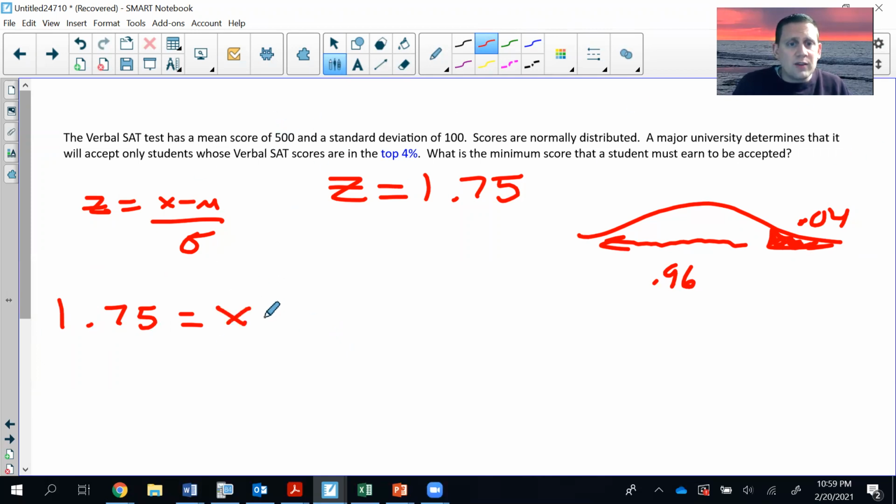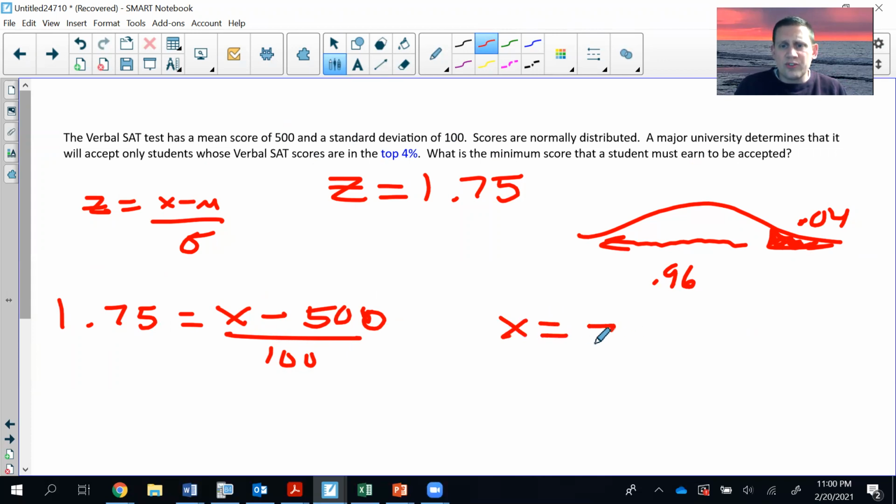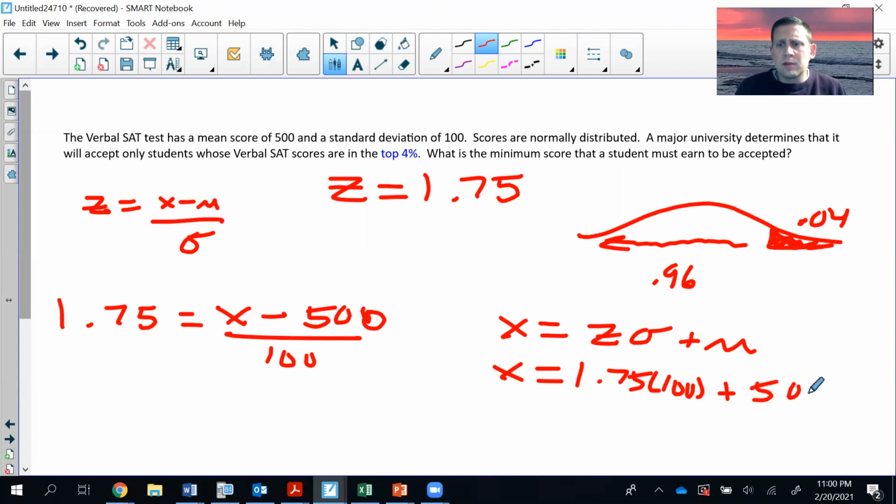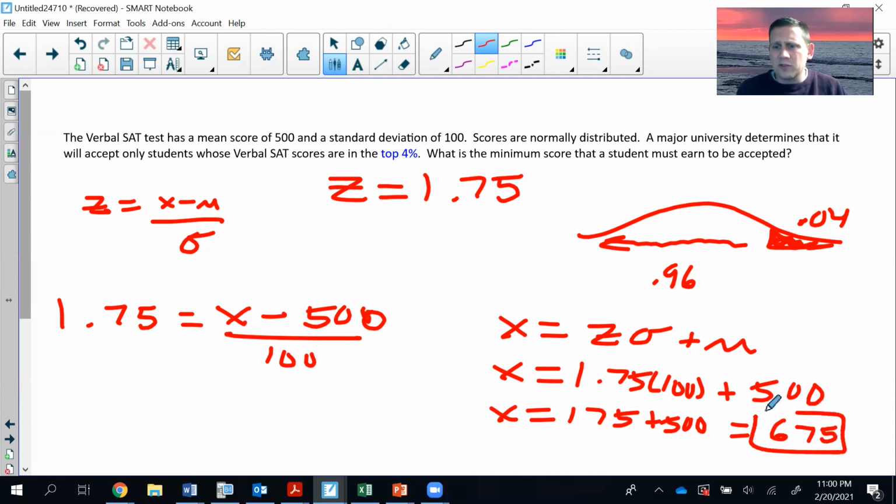So I don't know my X value. My mean is 500. And then my standard deviation is 100. Or the other way, you were given a raw score formula before, X equals Z times sigma plus mu. If you remember that formula, you can just write it here, or you could just solve it using algebra. But what it's going to end up being is 1.75 times 100 plus 500. All right. And so when you take 100 times 1.75, that's 175 plus 500. So our score, you need to get a 675 on the verbal to get into this university, this college.